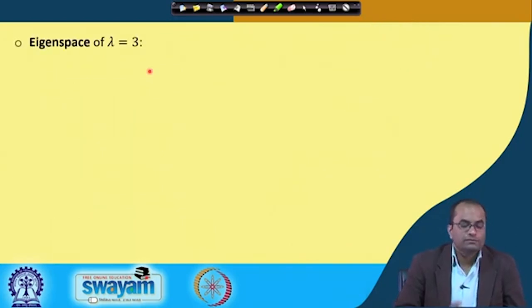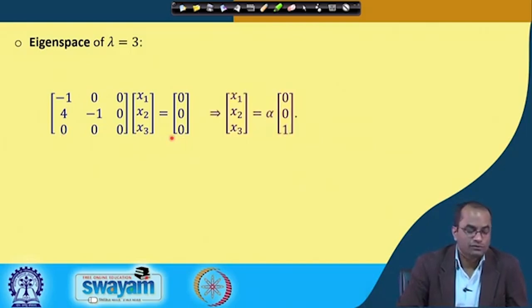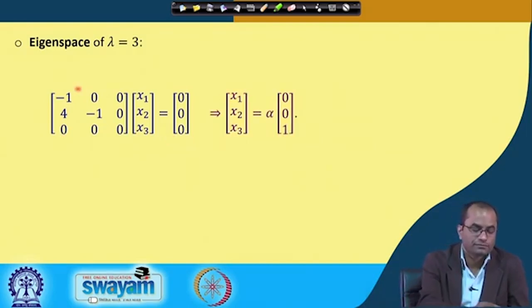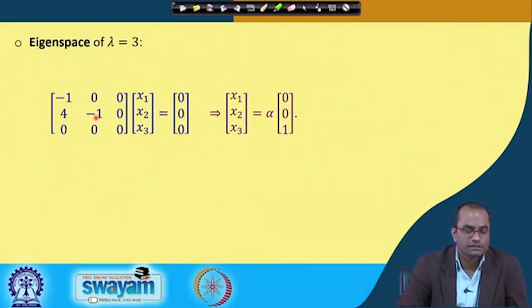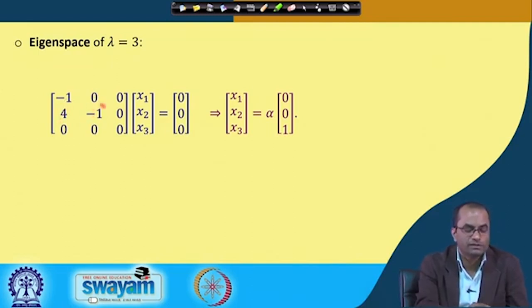Coming to the eigenspace of lambda equal to 3, we already know there will be only one free variable, definitely, because the algebraic multiplicity is 1, so we cannot have more than one linearly independent eigenvector. If we compute A minus lambda I, x equal to 0 and solve this system, we will observe that there are two pivots in this case. We can just make this entry 0, and then this will also become a pivot, because it will not be 0 in that case.